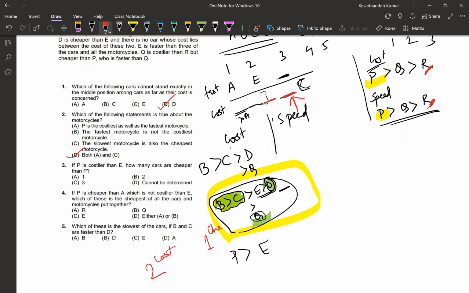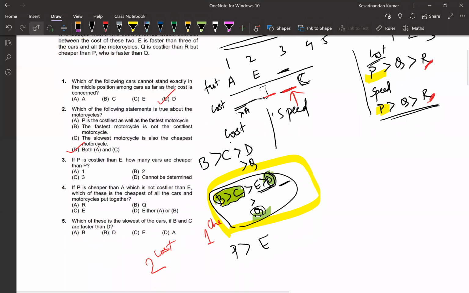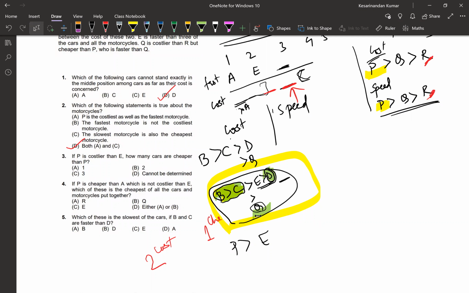So can I decide for all other cars? No, right? Kesari, just a second. Q is a motorcycle, right? It doesn't come under cars. Okay, fine, no issues. Got it. But I have no idea about E and A, right? I'm talking in cars for E and A, not this one. E and A can come here, anywhere.